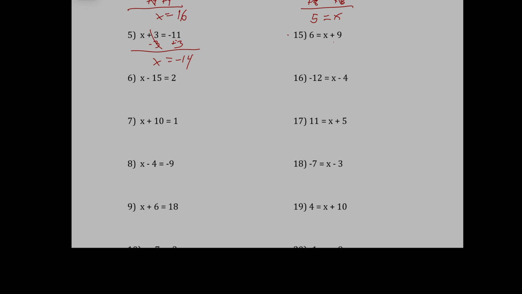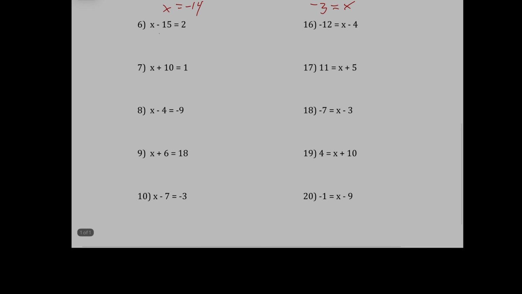Going on to number 15, I'm going to subtract the 9 from both sides. That's going to get my x all by himself. Oops, add a line, change the sign. Oh, now I can see signs are different. Subtract, keep the sign of the bigger number. And my x is all by himself. Let's keep going to number 6 here. Plus 15. There we go. They die. x equals 2 plus 15 is 17.